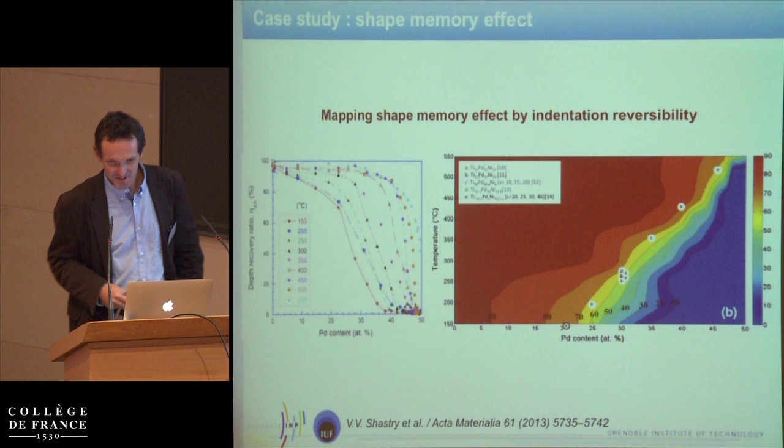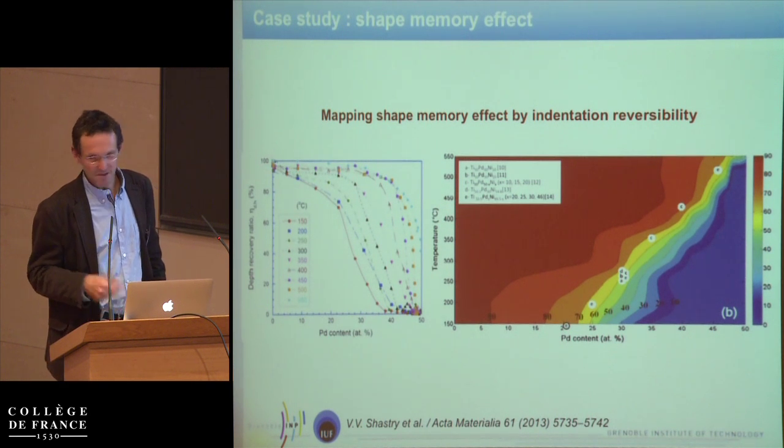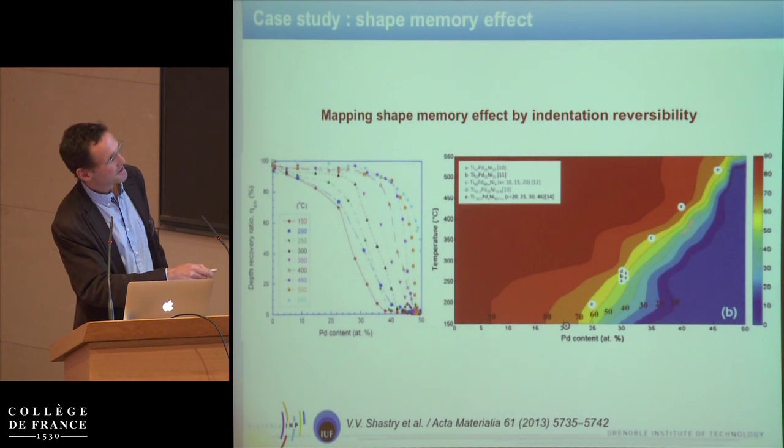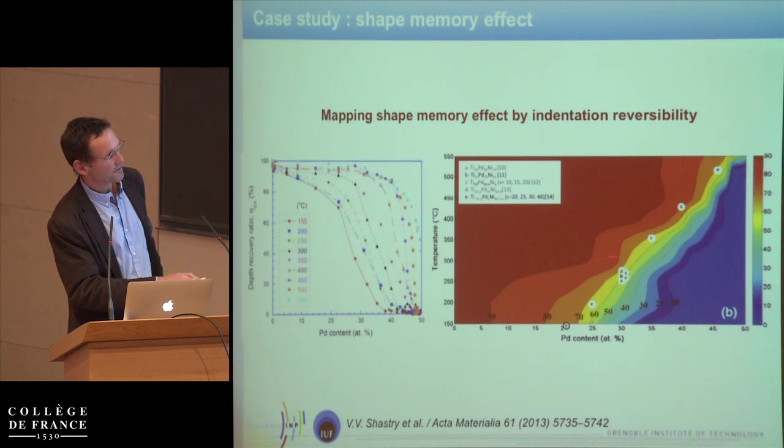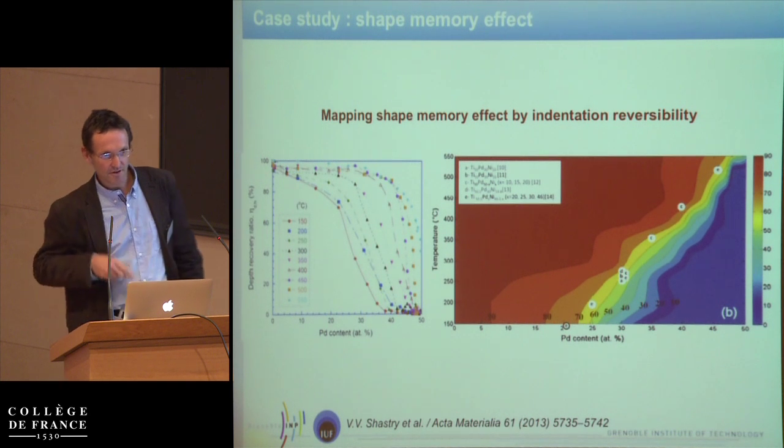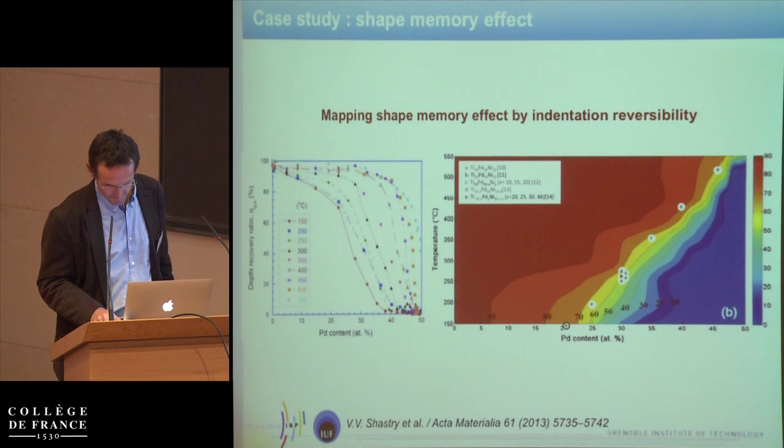So I found this quite a very nice example of what you can do for alloy design. If you're looking at a given shape memory effect, you can design the composition and the temperature that you will get.